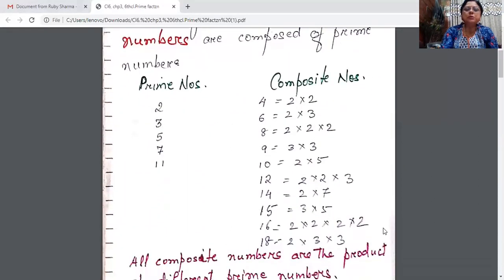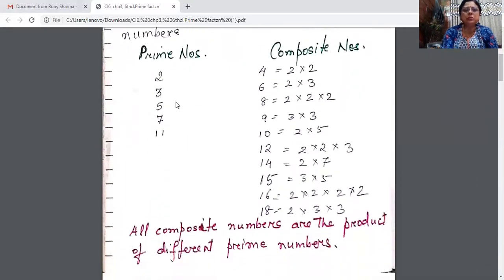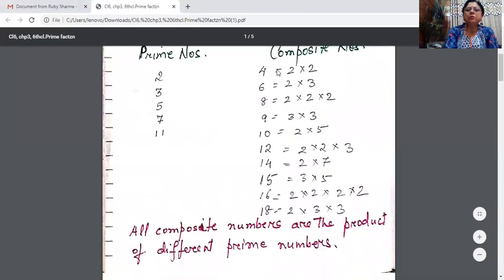I've made two columns, prime numbers and composite numbers. In the prime numbers, I've written a few prime numbers: 2, 3, 5, 7, 11. You can write 13 and next 17 and so on. And there are composite numbers: 4, 6, 8, 9. All these are called composite numbers because they have more than two factors.